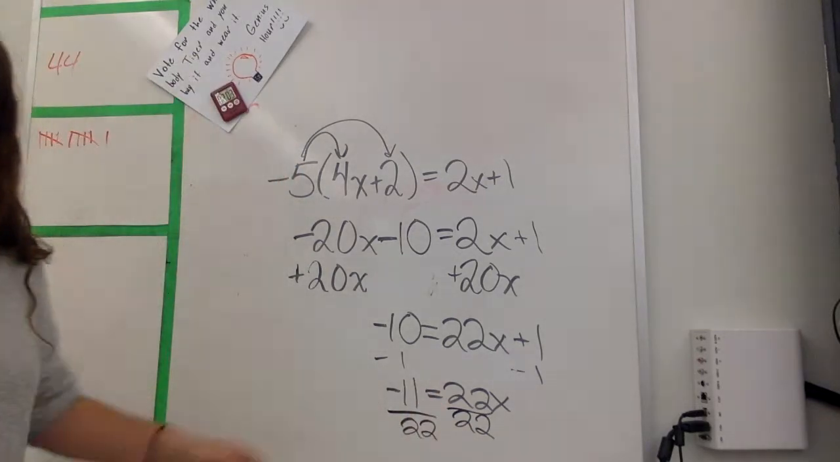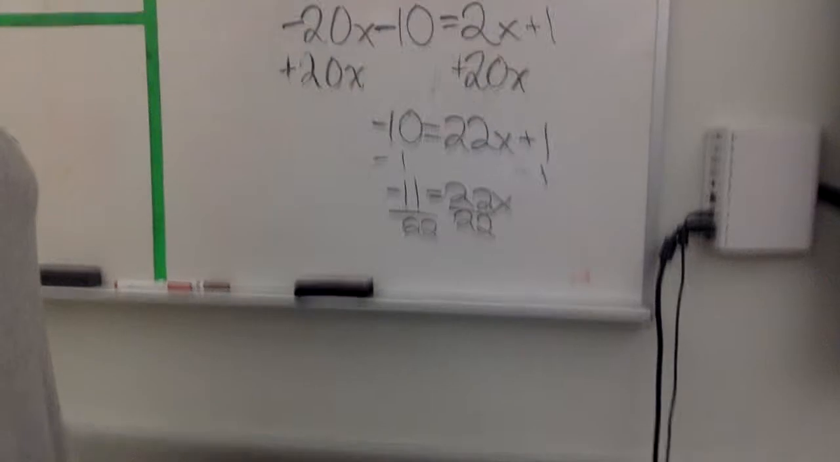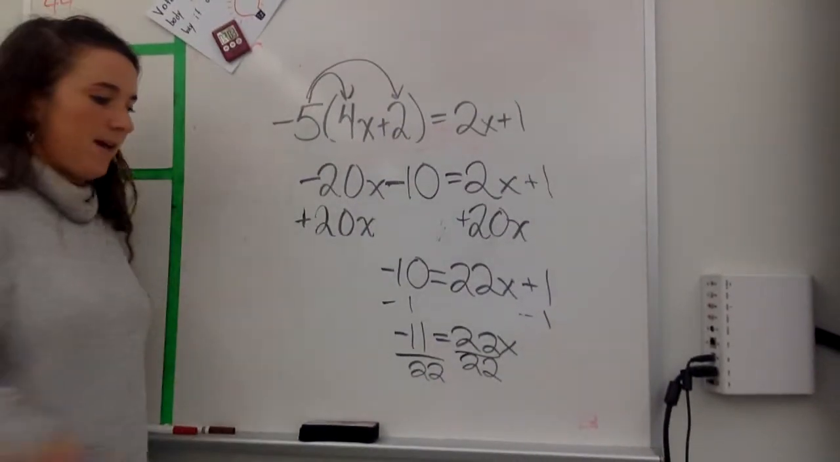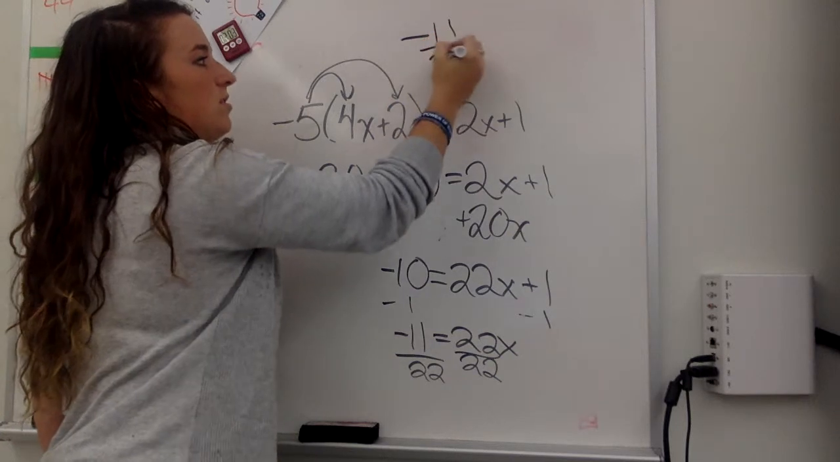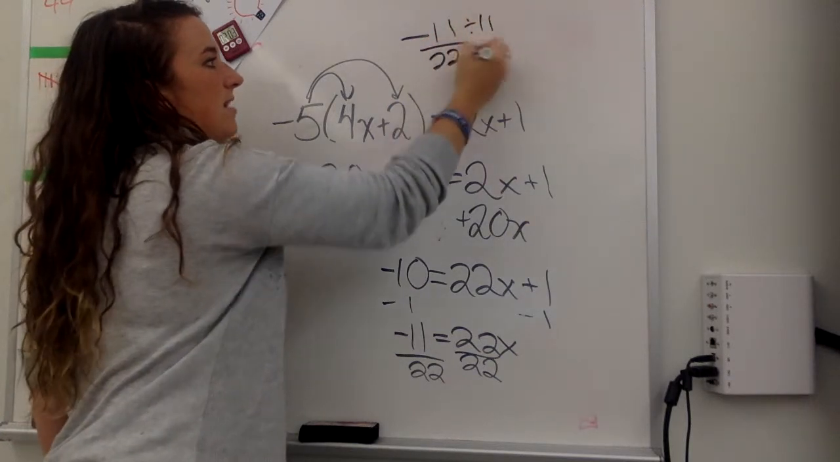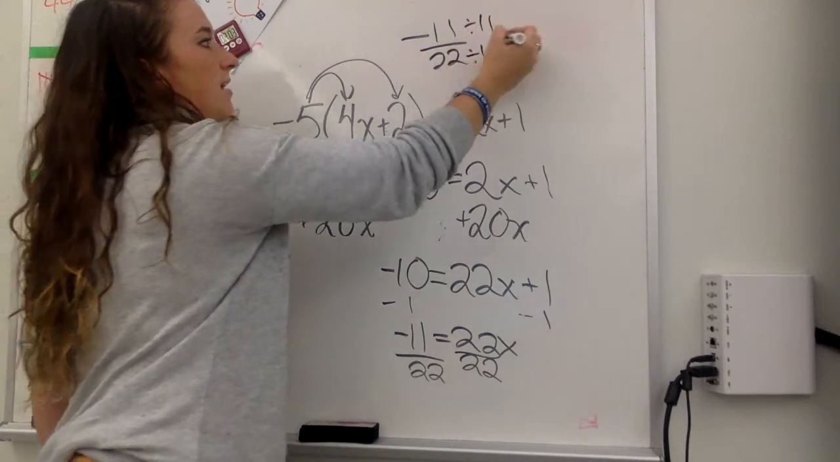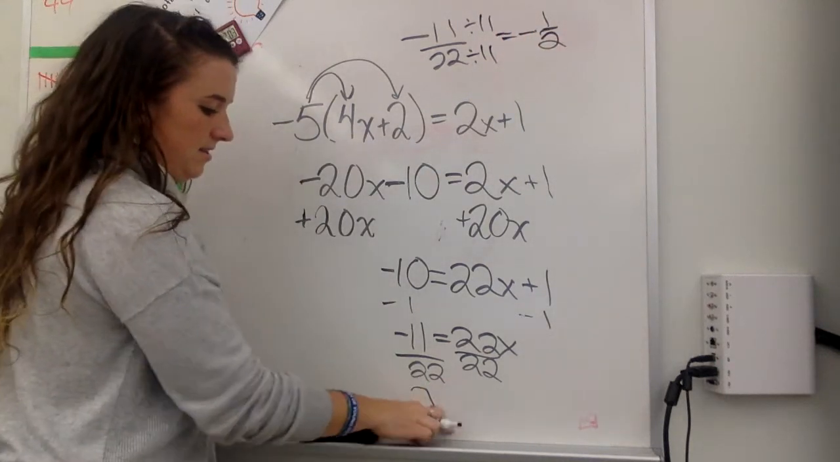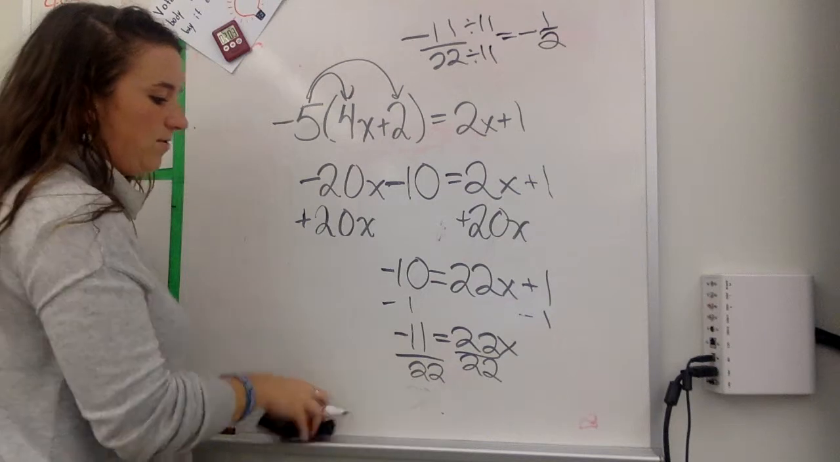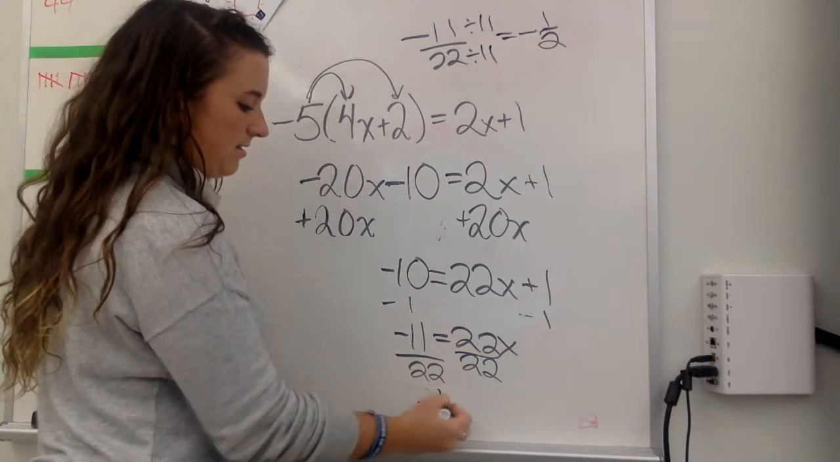You don't have to divide, but how can you simplify -11 over 22? What can you divide by? If you have -11 over 22, you can divide by 11 on the top and the bottom. You'll get -1/2. So x equals -1/2, or -1/2 equals x.